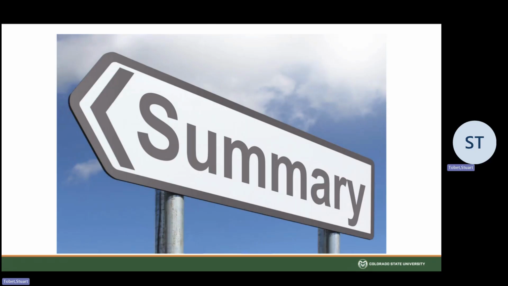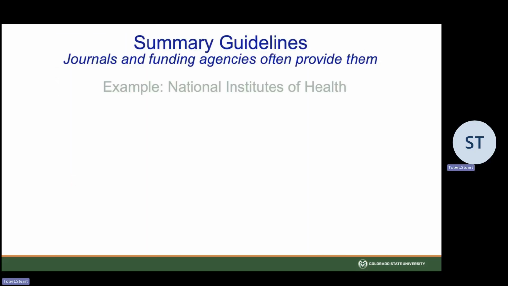So summaries, guidelines, you can find in lots of different places. I'm using this example from the National Institutes of Health. You could think of it from the Department of Defense, Department of Energy, the National Science Foundation. There are lots of places you can get these kinds of examples from.